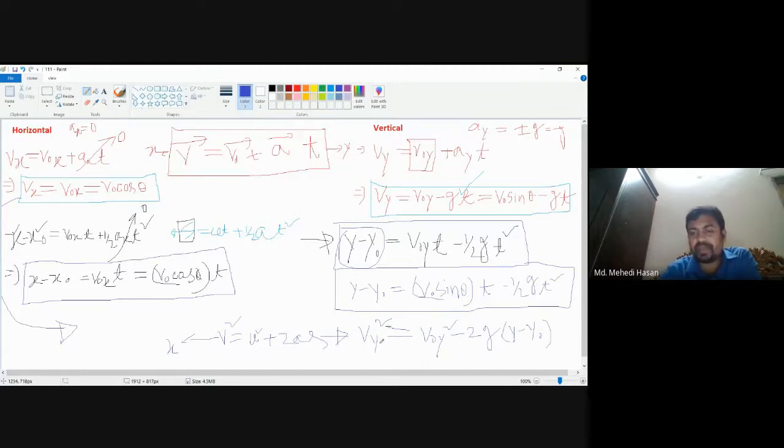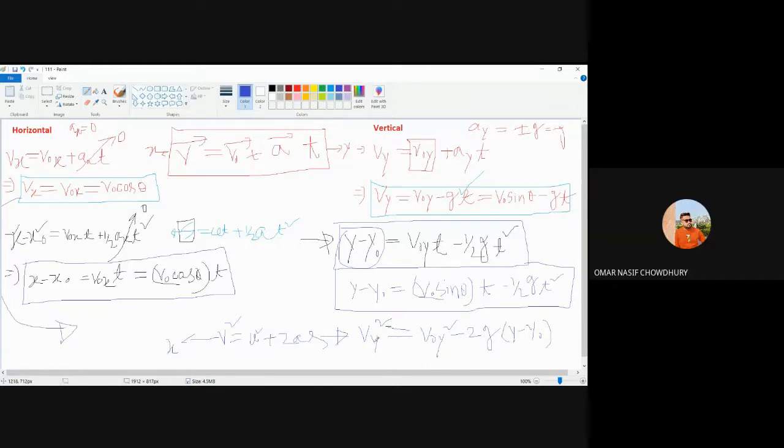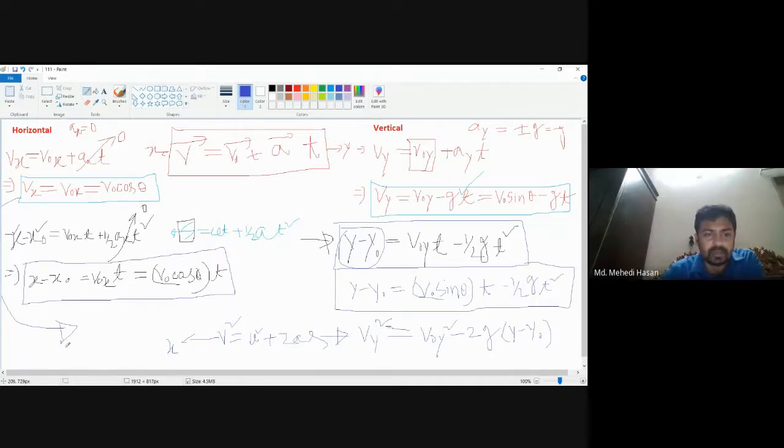So this is the main equation. Horizontally, it will be Vx square equal to V naught x square plus 2a into x minus x naught, and this part is 0. So if this part is 0, then finally we can say Vx equal to V naught x.